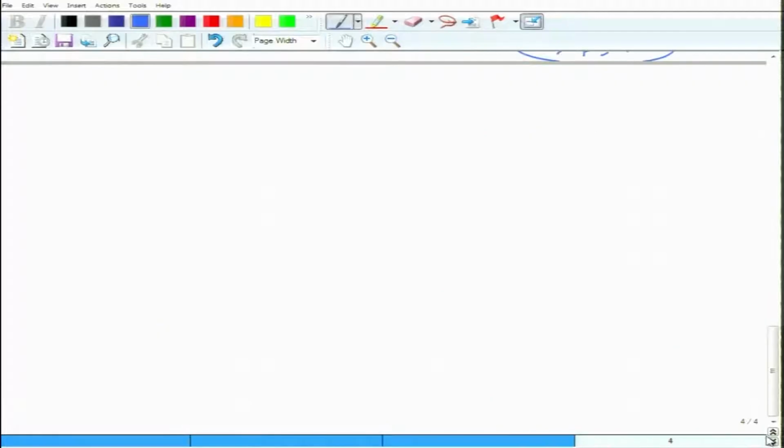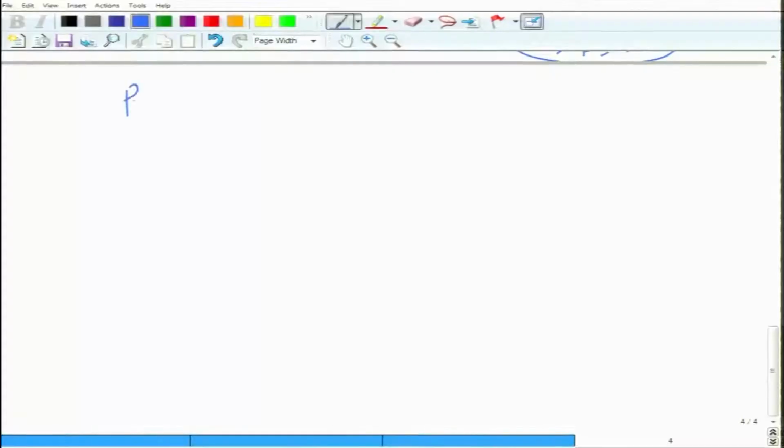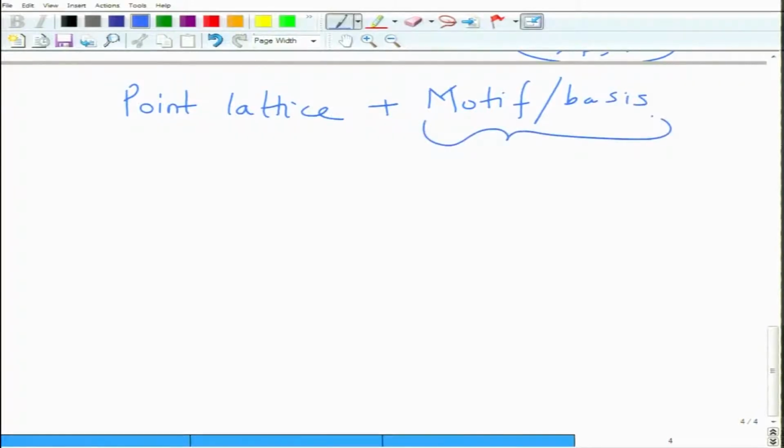Now let me move to the next topic of this series, which is called primitive versus non-primitive lattice. Earlier we were talking about a point lattice. Now I said object, earlier I was saying object or atom. In technical language we call it a motif, or basis. So when you combine these two aspects, what you get is a crystal lattice.